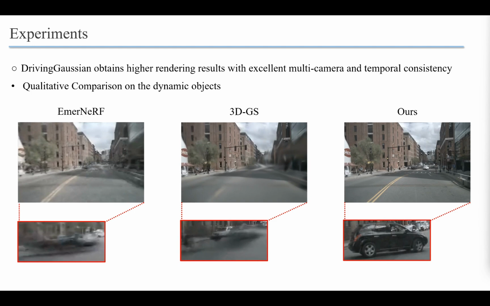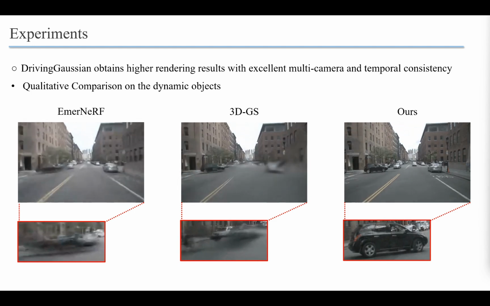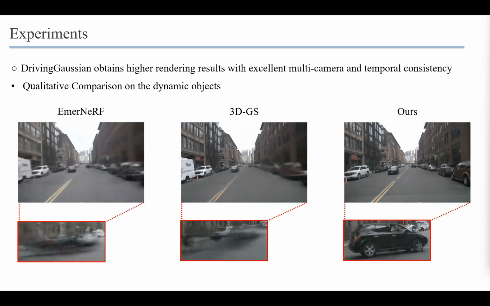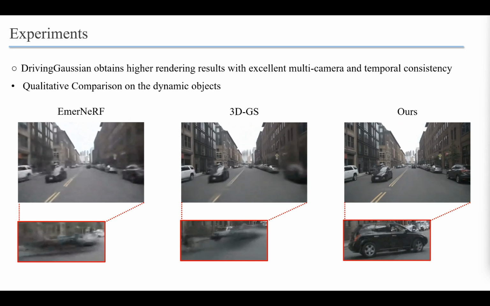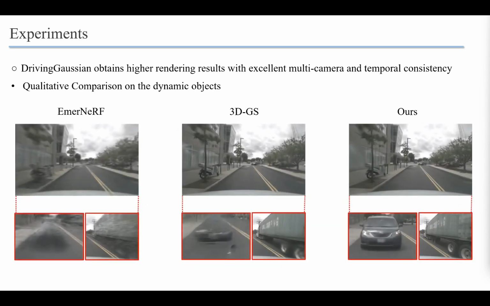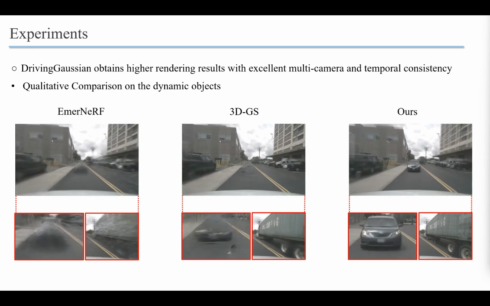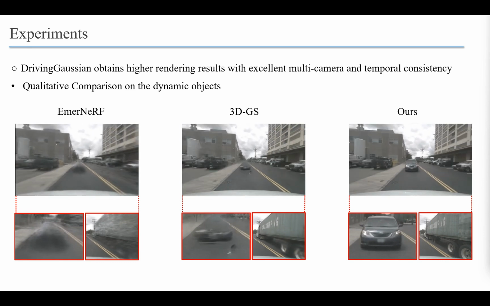Competitors like EmerNeRF and 3DGS struggle with high-speed moving objects, resulting in unrealistic artifacts, blurring, and disappearance. On the contrary, DrivingGaussian successfully models dynamic objects while maintaining realistic shapes and appearances.